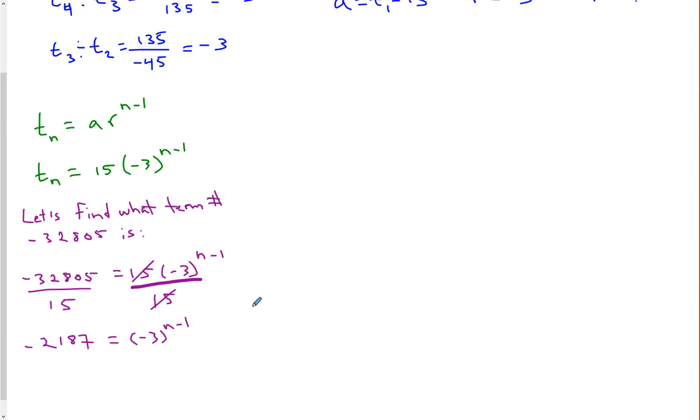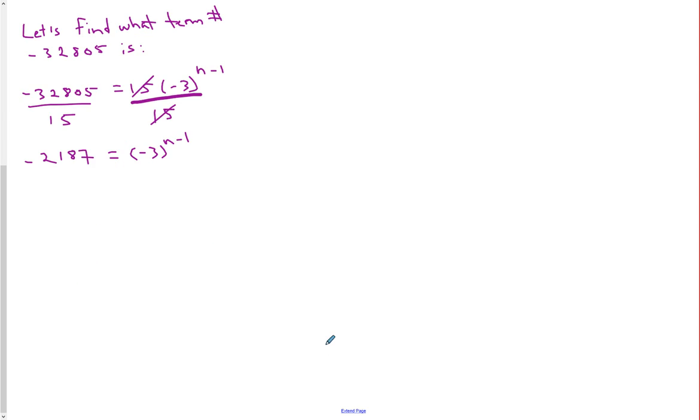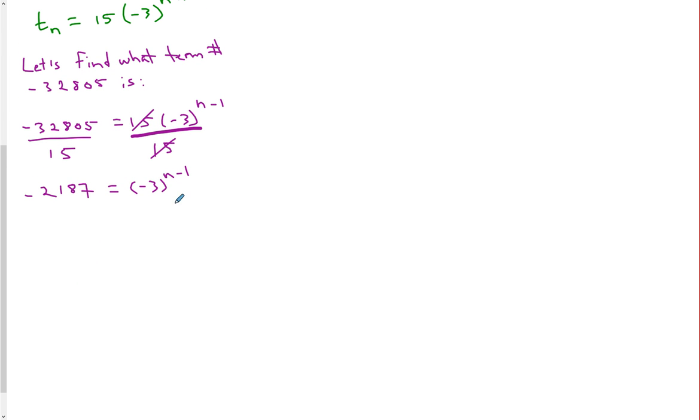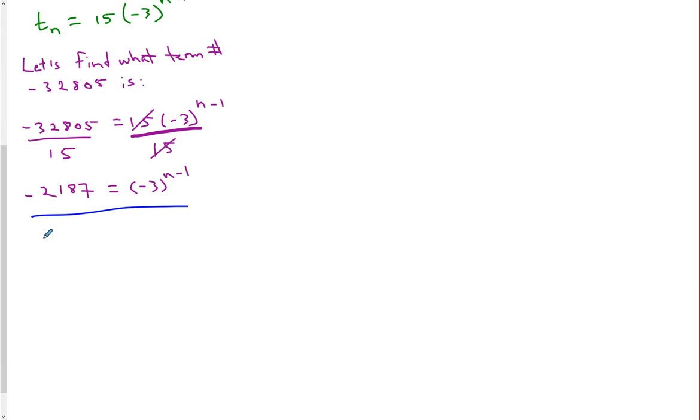Now at this point, we're going to do a little guess and check. We're going to try and guess what exponent to negative 3 gives us 2,187. So let's just try a few. I'm going to go guess and check. And as of right now, this is the only way that you're going to be able to do this until you learn this thing called logarithms.